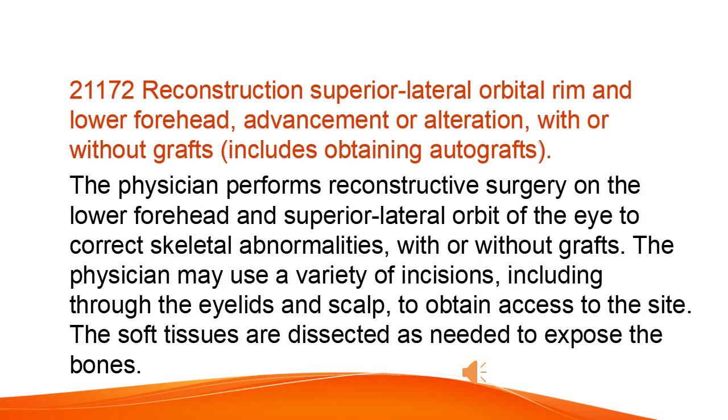Reconstruction superior lateral orbital rim and lower forehead, advancement or alteration, with or without grafts, includes obtaining autografts. The physician performs reconstructive surgery on the lower forehead and superior lateral orbit of the eye to correct skeletal abnormalities, with or without grafts. The physician may use a variety of incisions, including through the eyelids and scalp, to obtain access to the site. The soft tissues are dissected as needed to expose the bones.